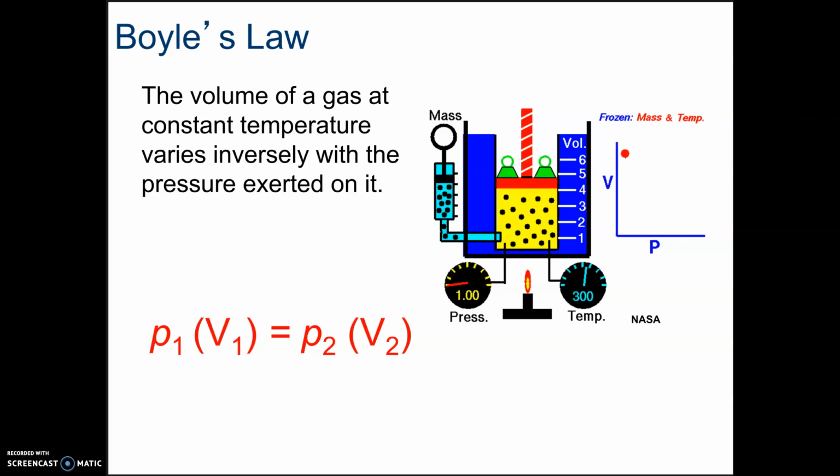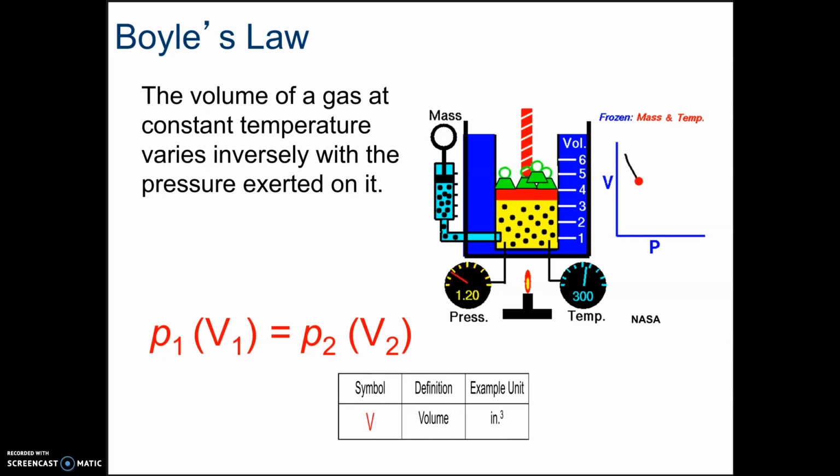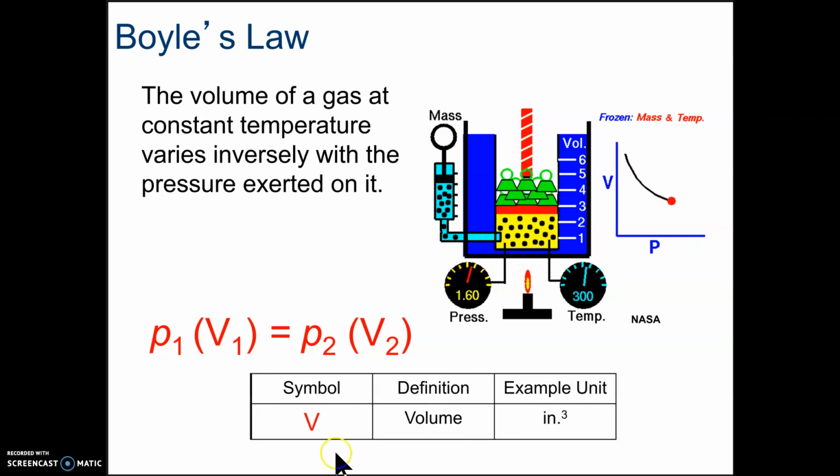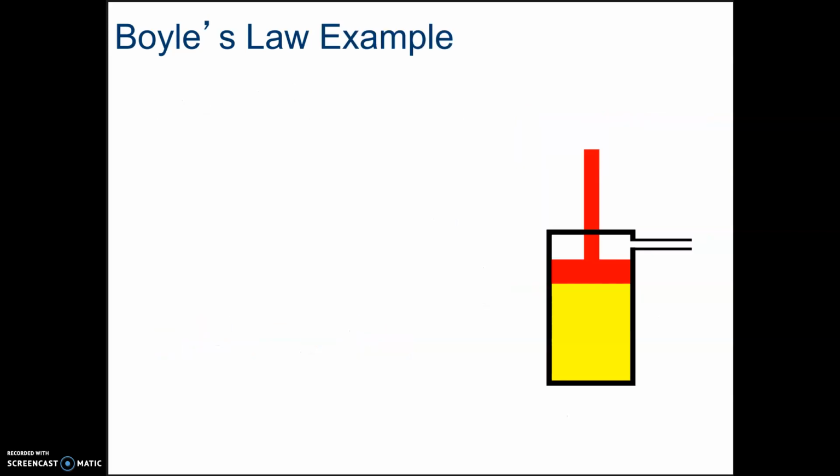And this is the formula that you're going to be using: pressure 1 times volume 1, that might be the start pressure, is equal to pressure 2 times volume 2. But we have to be careful of a few things, and we'll talk about those things. Of course, we know V is the symbol for volume, and example units are going to be inches cubed. We can always use centimeters cubed. Those are our typical units.